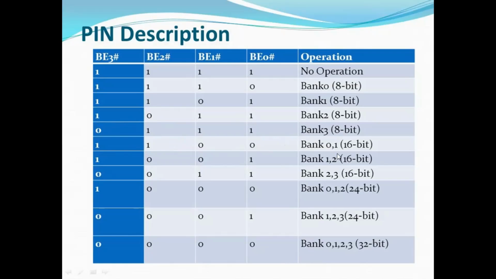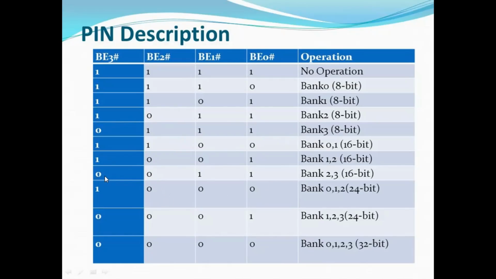At that time, bank 0 and bank 1 are selected for the 16 bit. When B2 and B1 are 0 and B0 and B3 are 1, at that time bank 1 and 2 are active for the 16 bit.